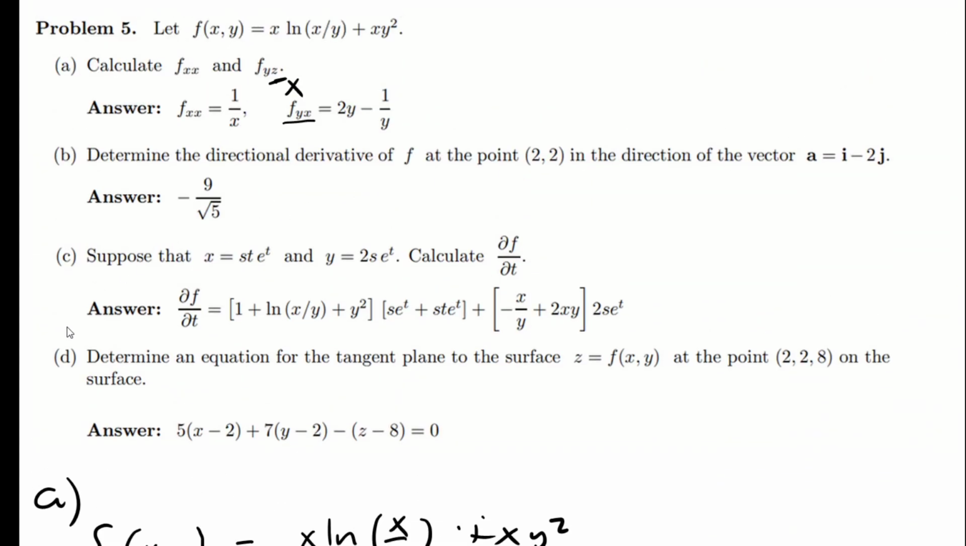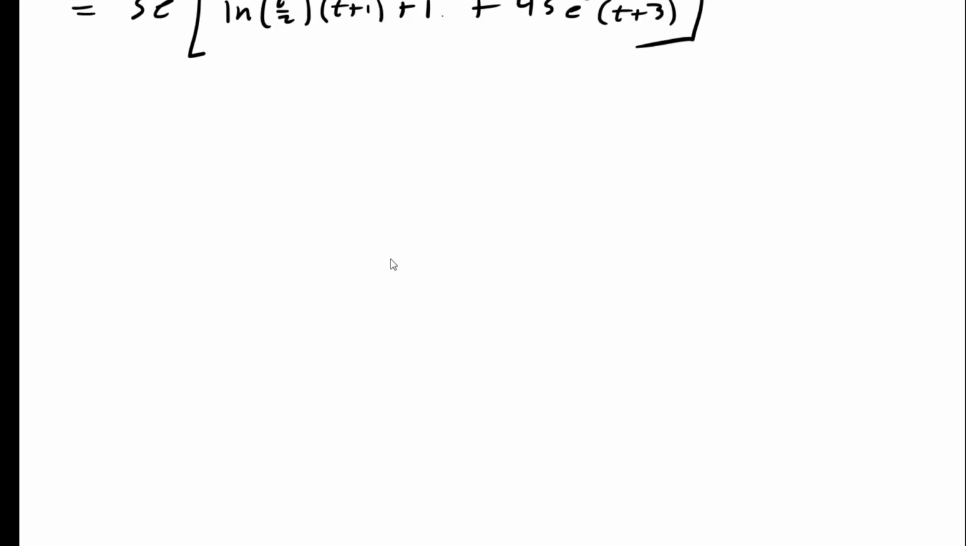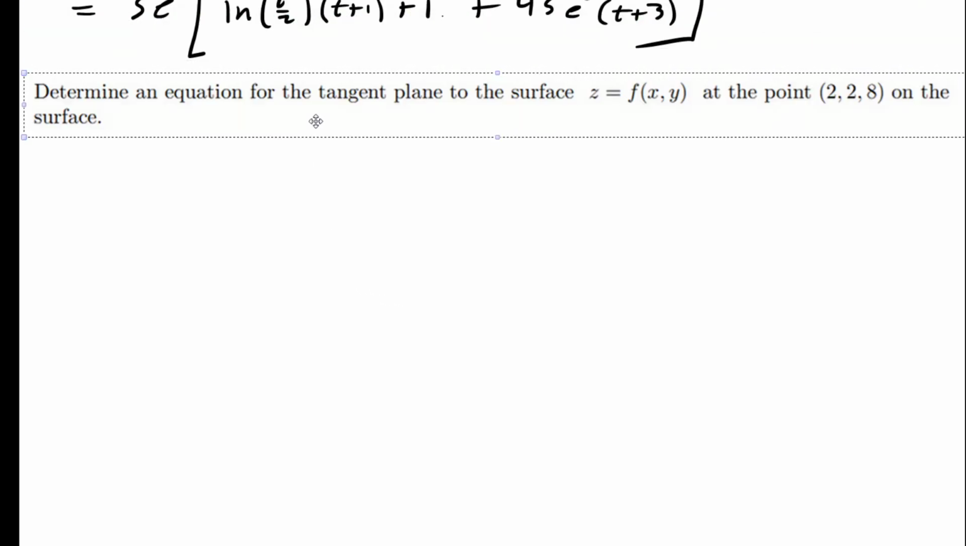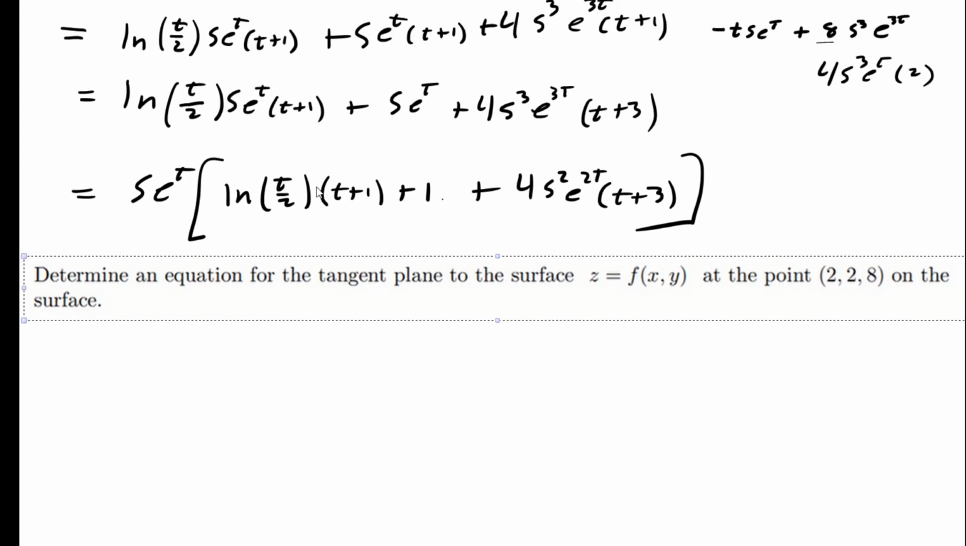But yeah, let's see. So last part, question 5. Determine the equation for the plane tangent to the surface, this, at the point that. Okay. And I'm going to need the function again. Actually, I don't need the function. I just need the, no, I need the function.